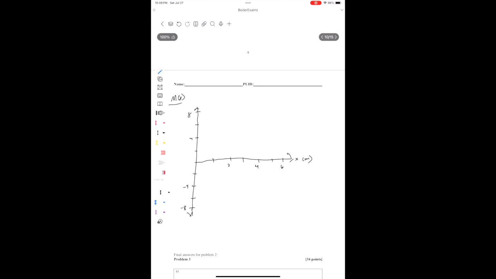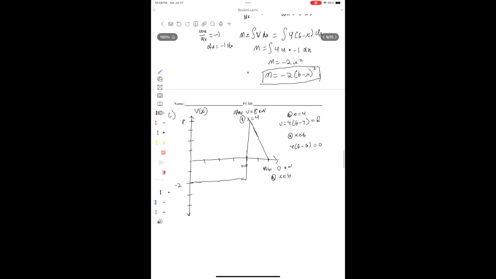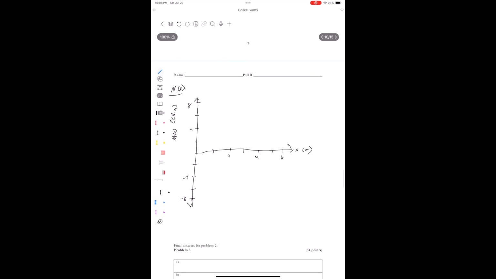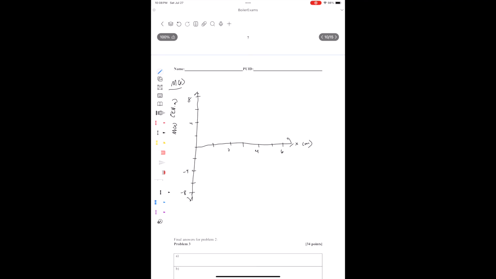Oh, and don't forget to label your axes. This is always an important step, and it's one I forgot to do here. So apologies about that. Don't be like me. Label your axes, with the units.